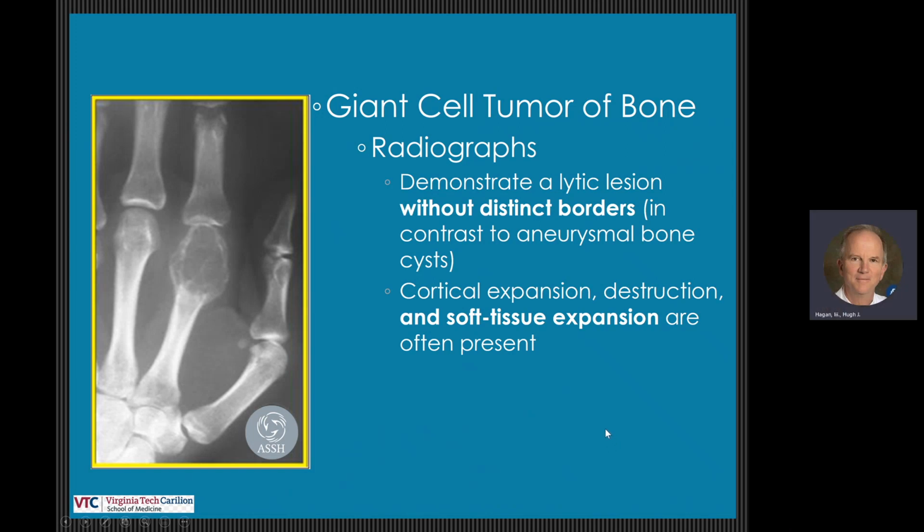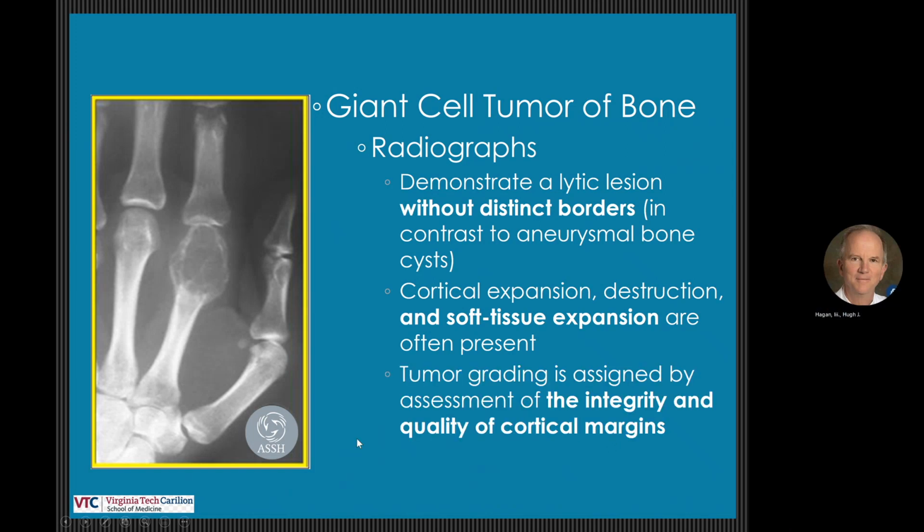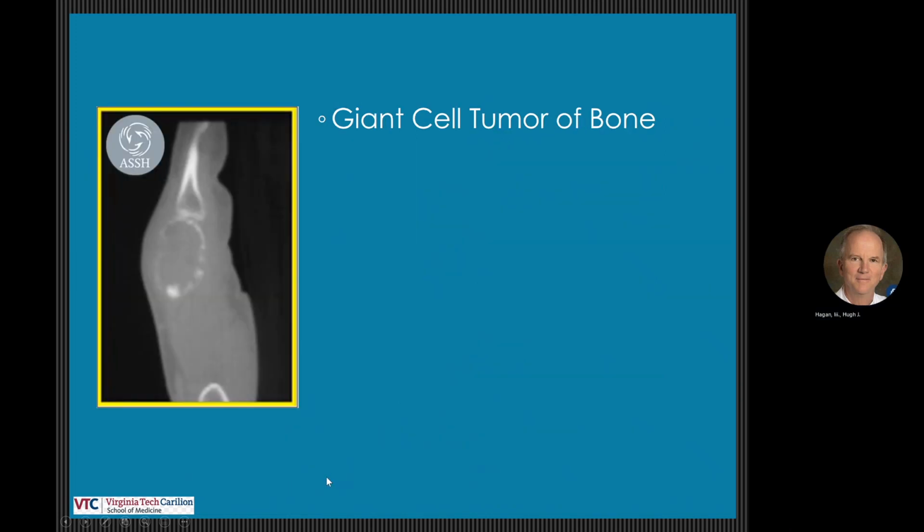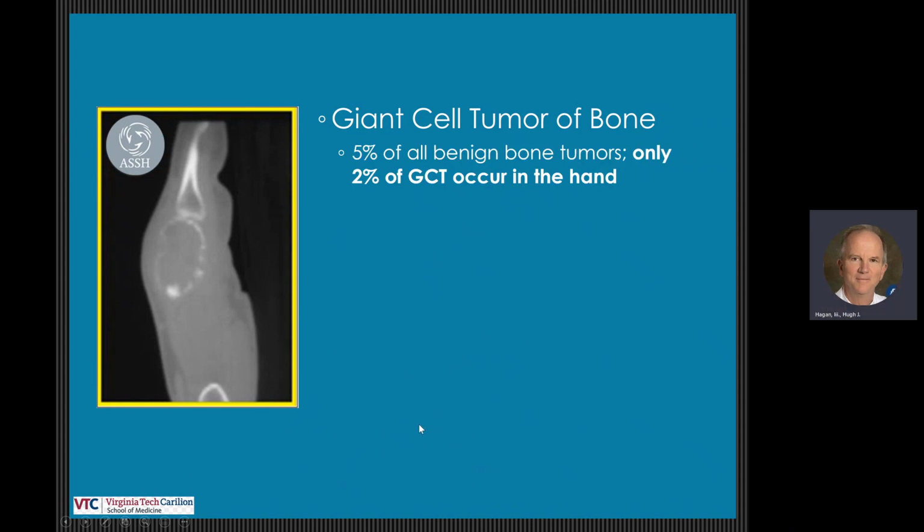There may be soft tissue expansion, and tumor grading can be assigned partially by assessment of the integrity and quality of the cortical margins. In other words, the more aggressive lesions create more rapid growth and bony destruction. Seen on the CT scan, you can see the cortical damage. They make up 5% of all benign bone tumors, but only 2% of them occur in the hand. So once again, pretty rare, sort of like aneurysmal bone cysts, to see a giant cell tumor of the bone in the hand.